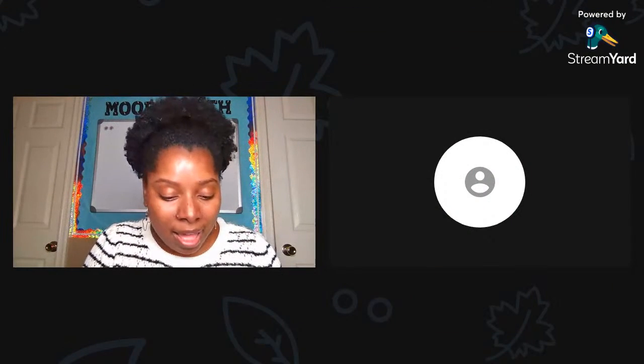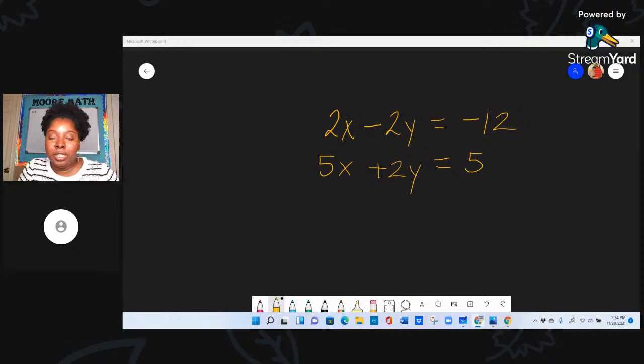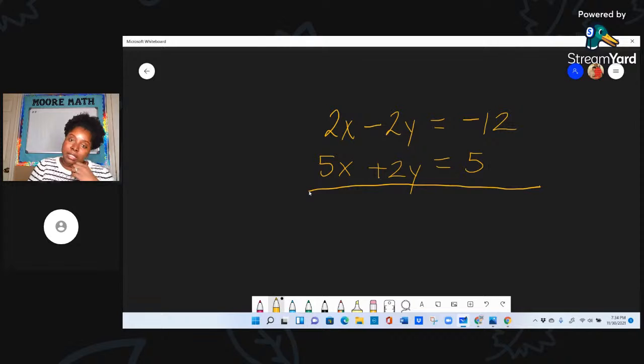All right, hello. Hi. Okay, so you are working on systems of equations and solving them by elimination. Okay, so let's start here. Tell me where you would start. What would you eliminate first? What would be the easiest? So you have two equations. What would be the easiest to eliminate? The x or the y?